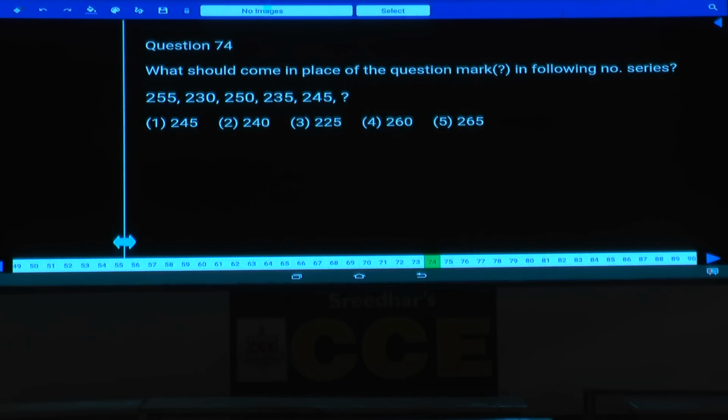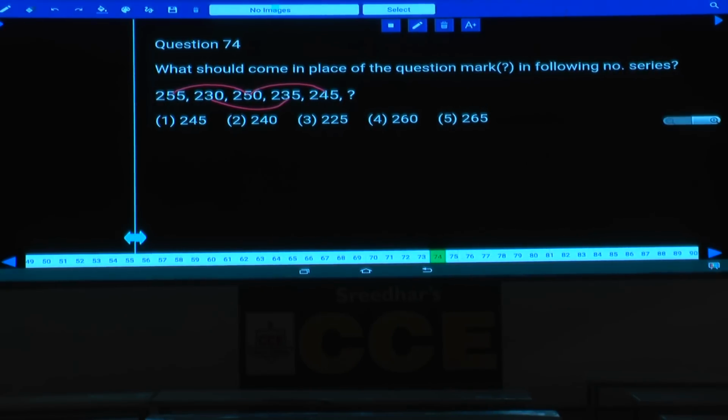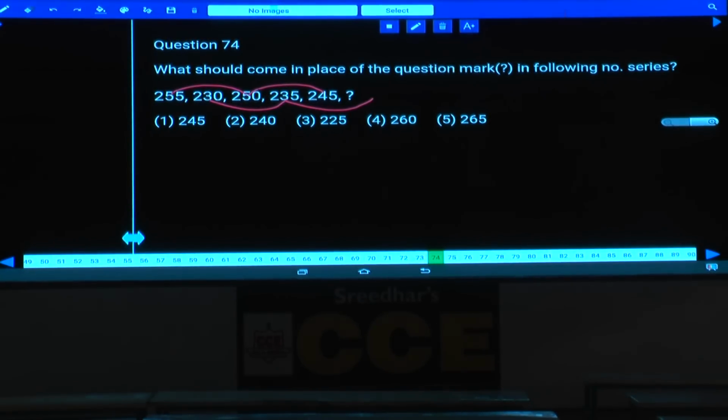255, 230. Now sir, if you observe here the numbers are increasing and decreasing. Whenever the numbers are increasing and decreasing, you should always go for alternate numbers. If you observe the alternate series, 255, 250 and 245, it is -5, and similarly 230 and 235 is +5. 235 plus 5, that is 240. That is choice 2 is the answer.